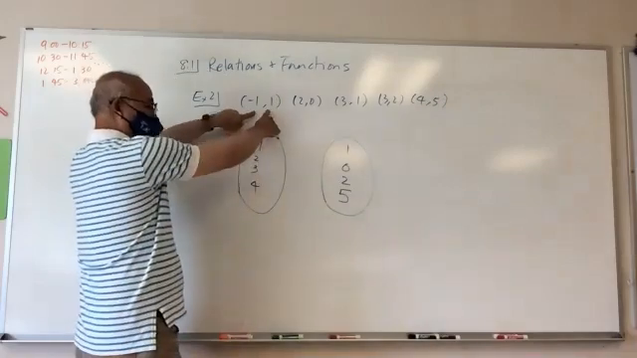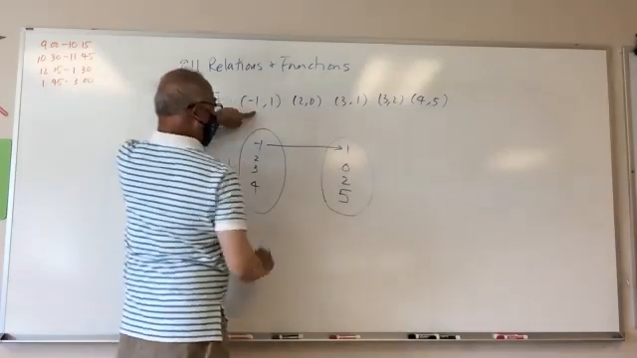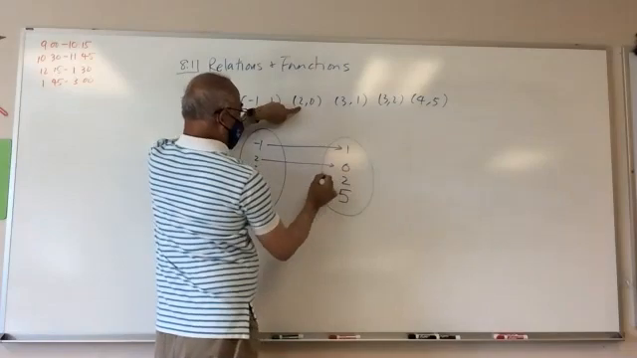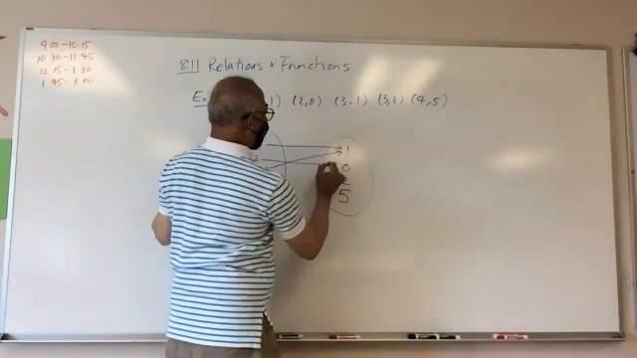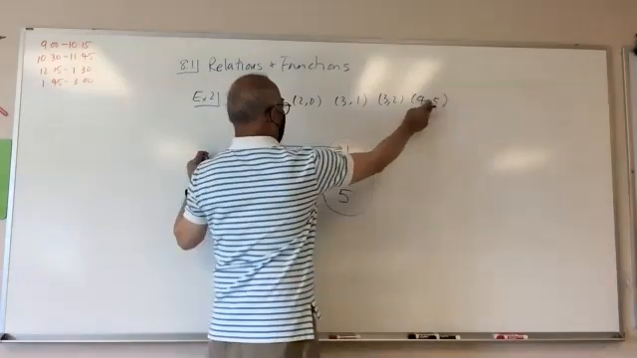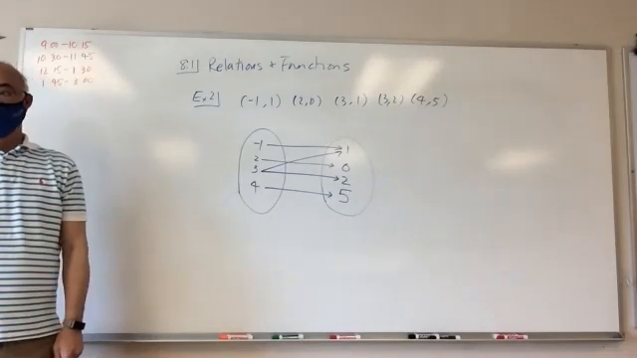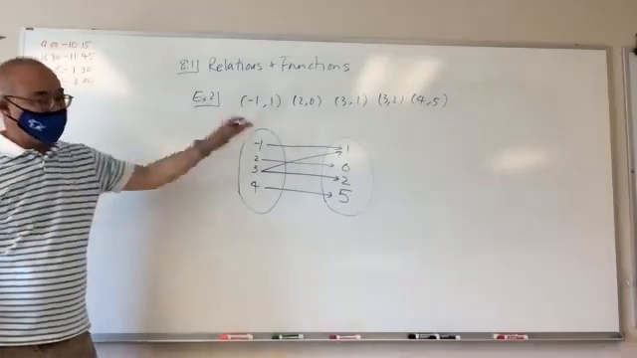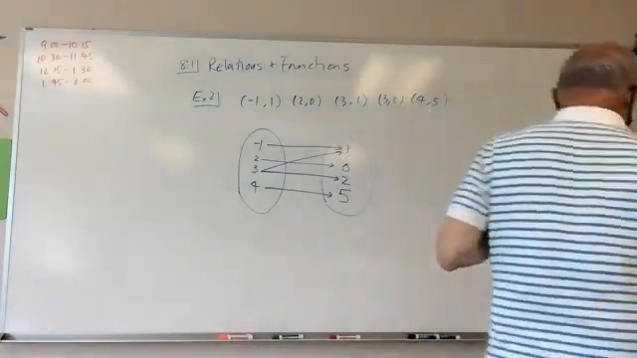From -1, I go to 1. 2 goes to 0. That's easy. 3 goes to 1, and 3 goes to 2. And then 4 goes to 5. Can you see how I did that? Pretty simple. So the mapping part is easy. Now let's go ahead and graph it, since it also asks us to graph it.